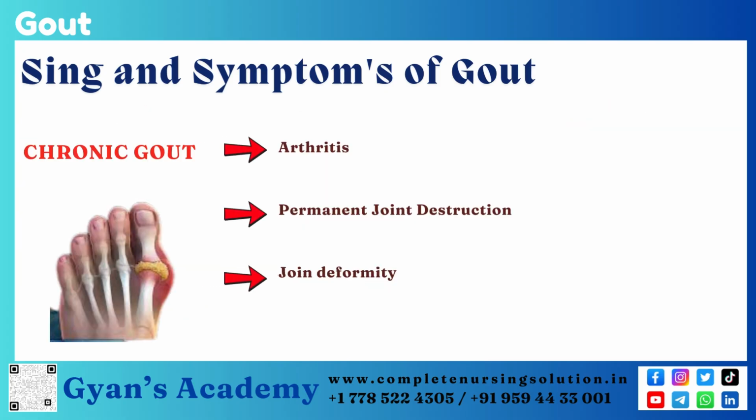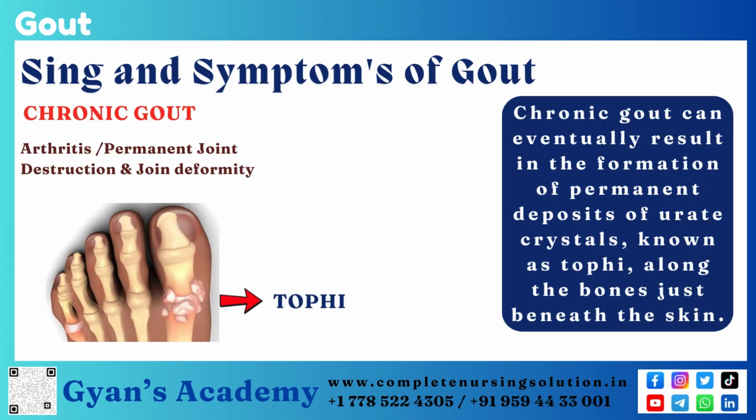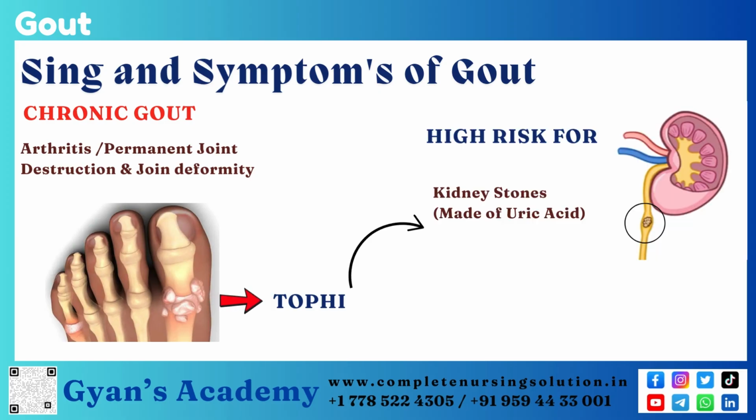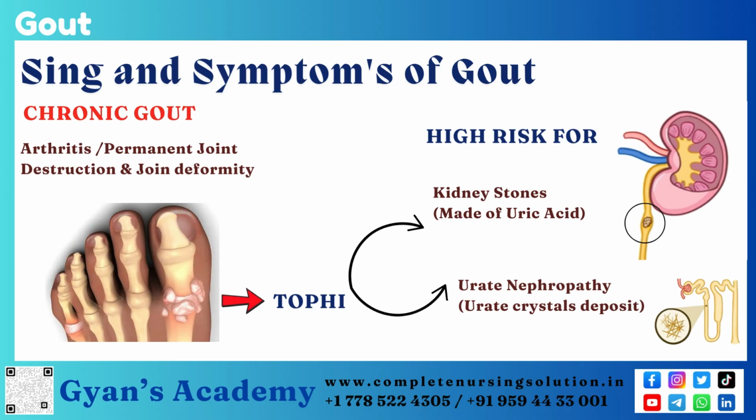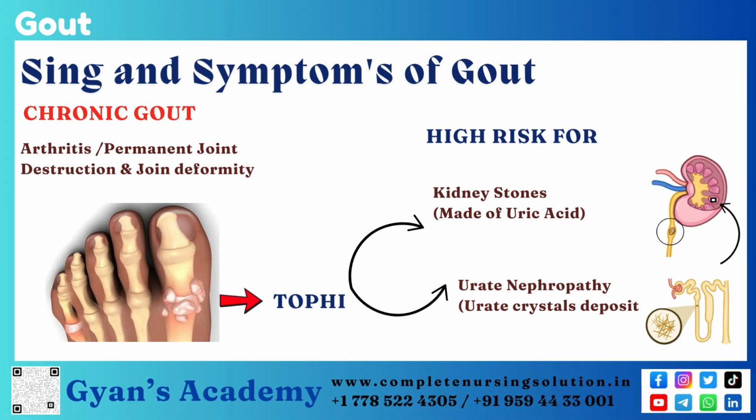Over time, repeated gout attacks can result in chronic gout, which is a type of arthritis with permanent joint destruction and deformity. Chronic gout can eventually result in the formation of permanent deposits of urate crystals, known as tophi, along the bones just beneath the skin. Individuals with chronic gout are also at an increased risk of developing kidney stones made of uric acid, as well as urate nephropathy, a condition in which urate crystals deposit in the kidney tubules.